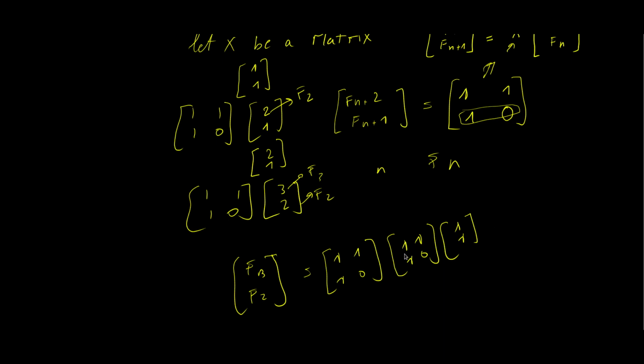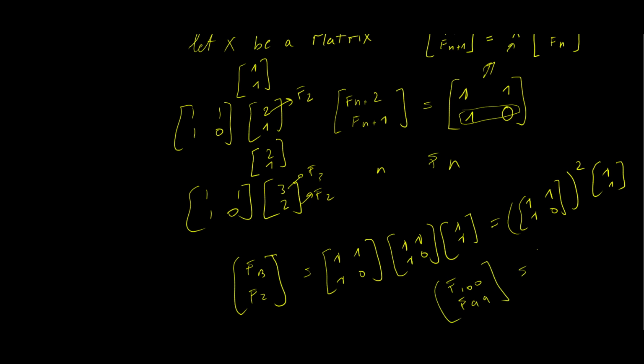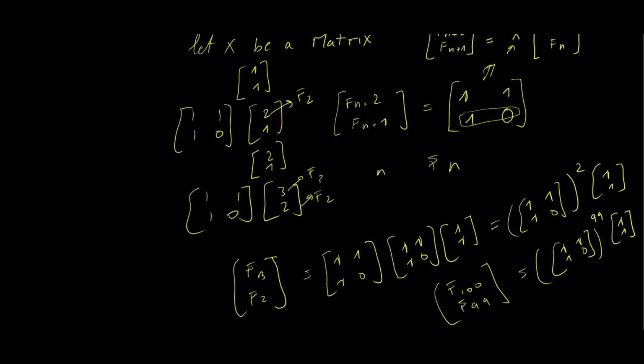And matrices behave in the same way as normal numbers when it comes to exponents. So we can write this as just being the matrix 1, 1, 1, 0 squared times 1, 1. And this gave us f of 3. So for example, if we wanted f of 100, f of 99 would be equal to this raised to the 99th power times 1, 1. So this is great, but we still don't see how this is any better than the previous approach.